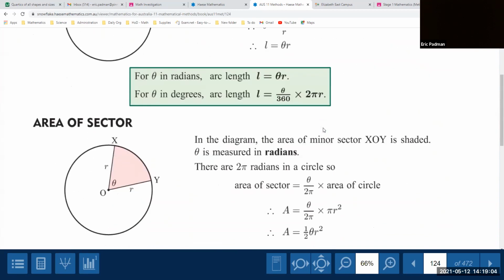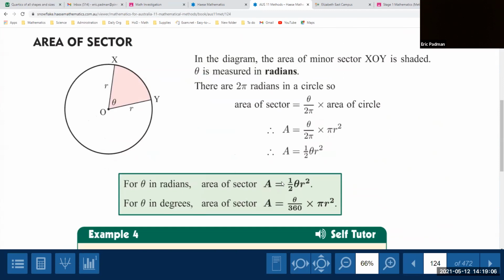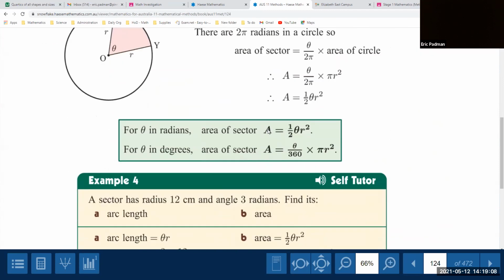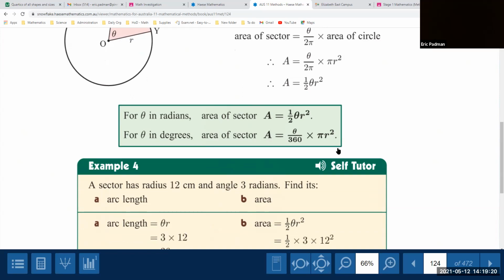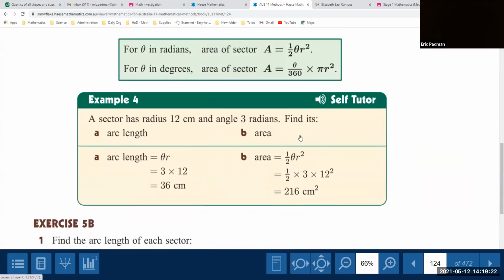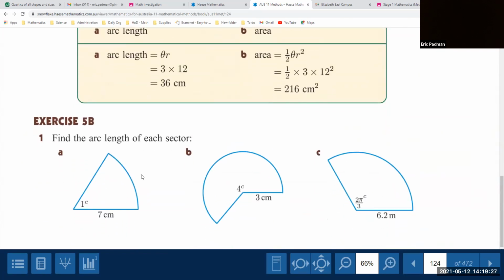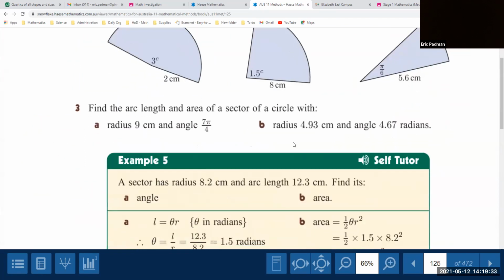Okay. Area of a sector: if the angle is in radians, it's half theta r squared, radius squared. If it's in degrees, it's theta divided by 360 times pi r squared. Most of this stuff is just calculations, which is why I set this stuff for homework. So use the appropriate formula and come up with the arc lengths and the sector areas.